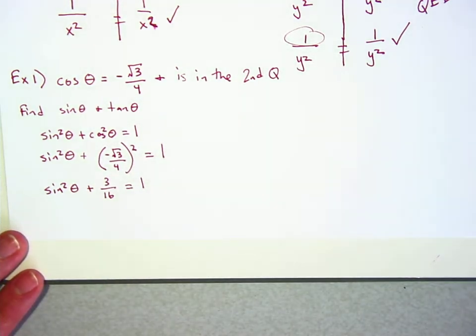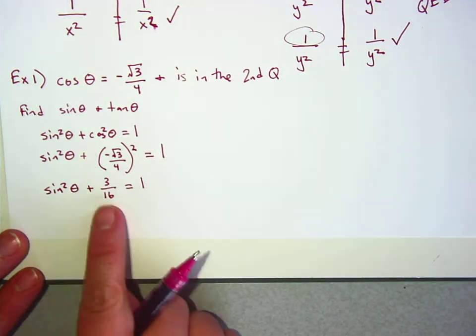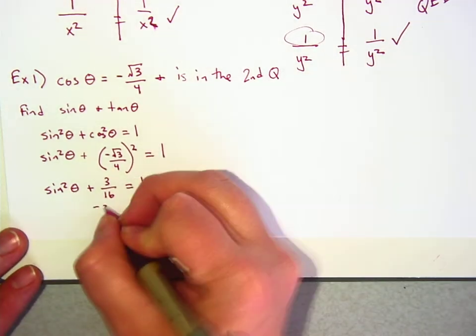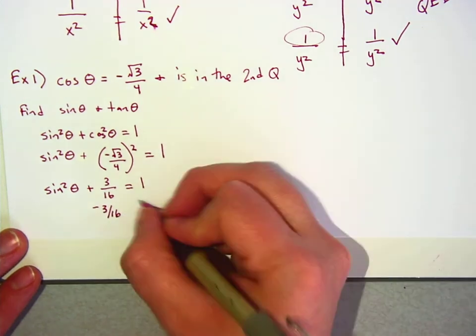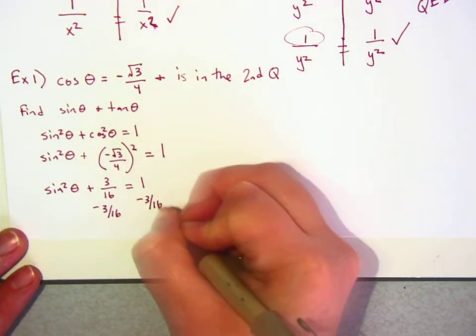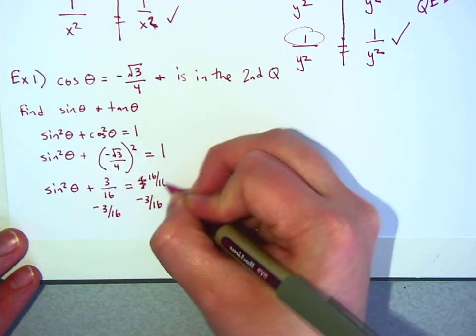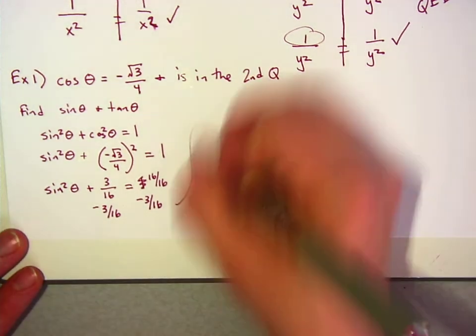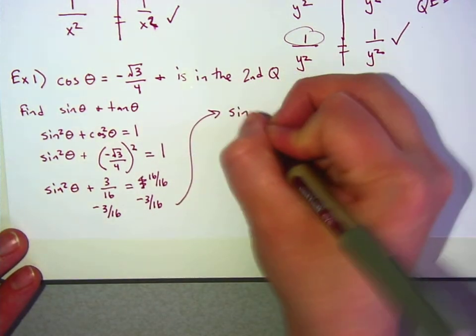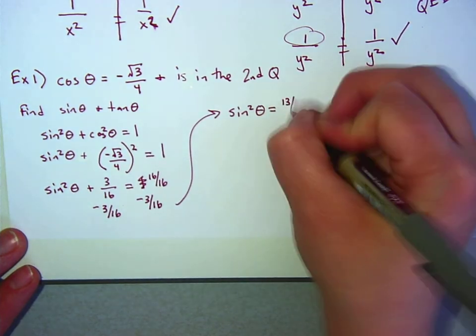Now what should we do to get sine theta by itself? Yeah, I'm going to subtract the 3/16. Can you tell that because I'm going to have to subtract the 3/16, I should really change this into 16 over 16 to make that easier? So now I've got sine squared theta equals what? 13/16.